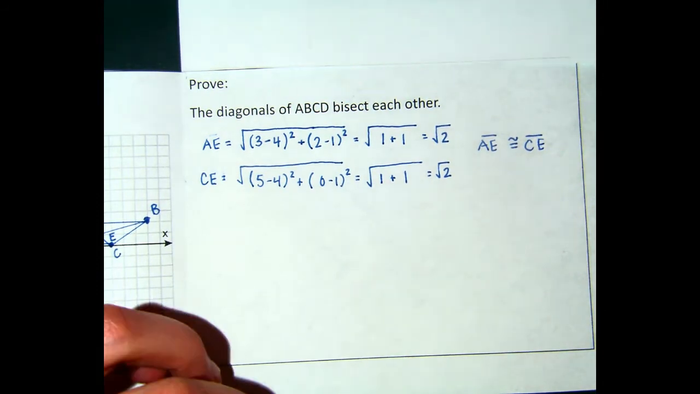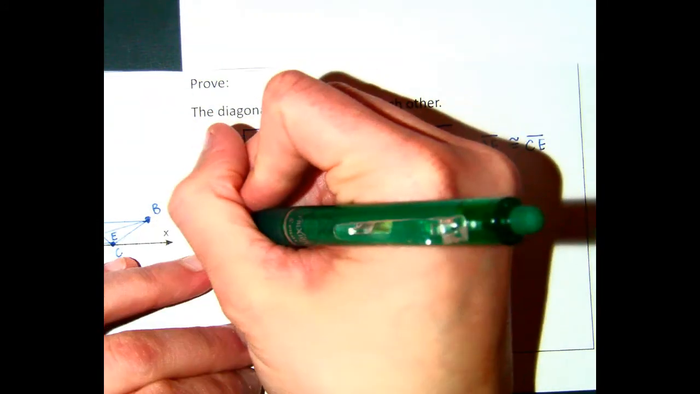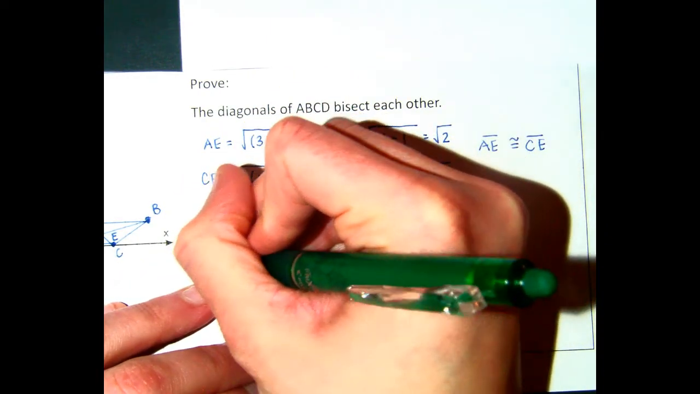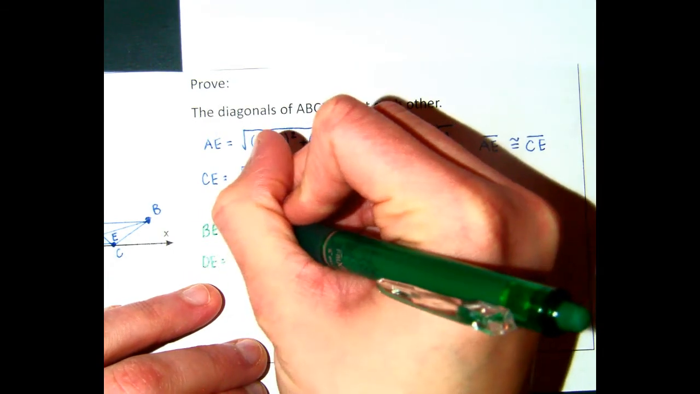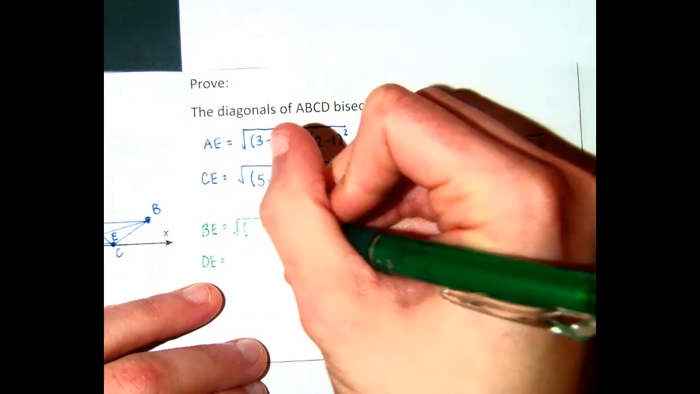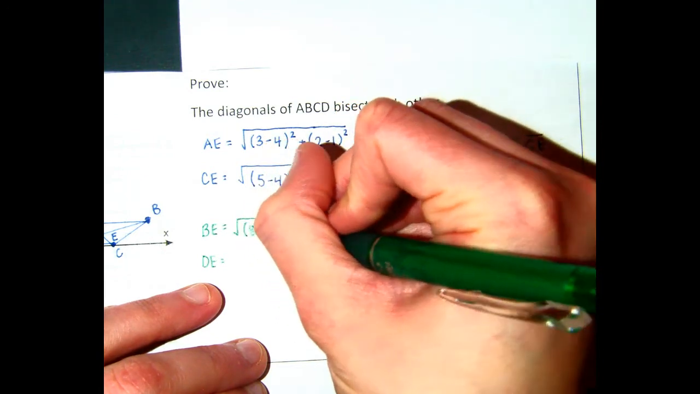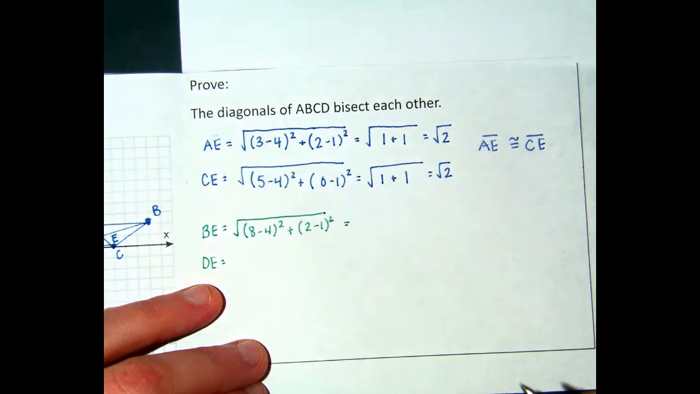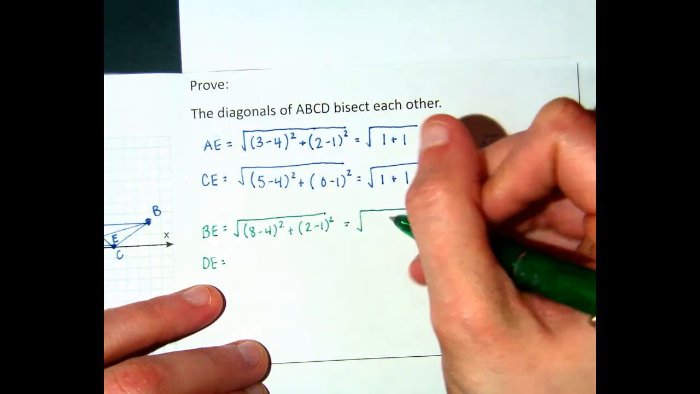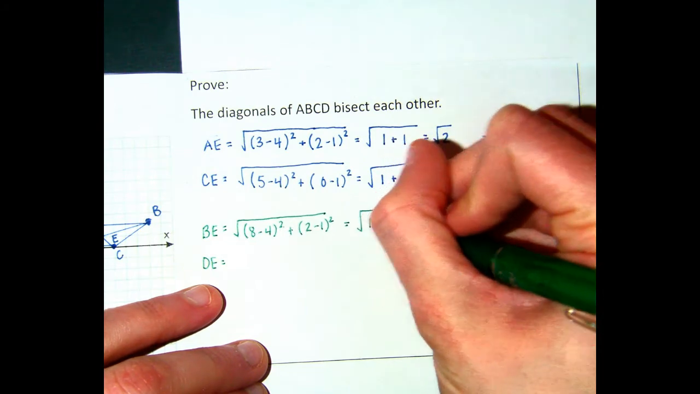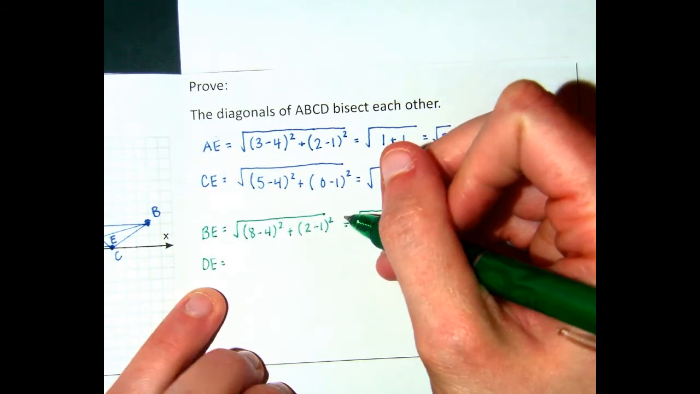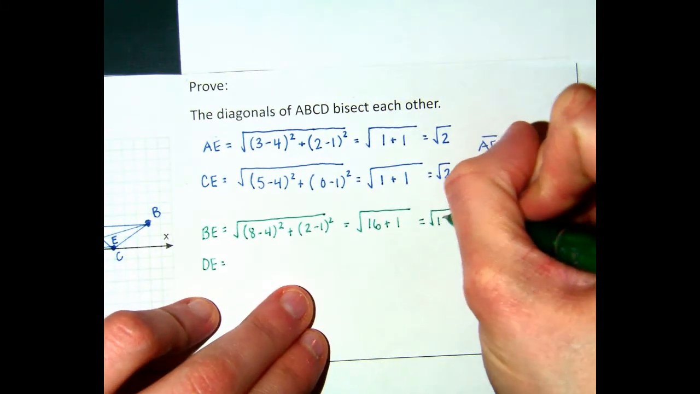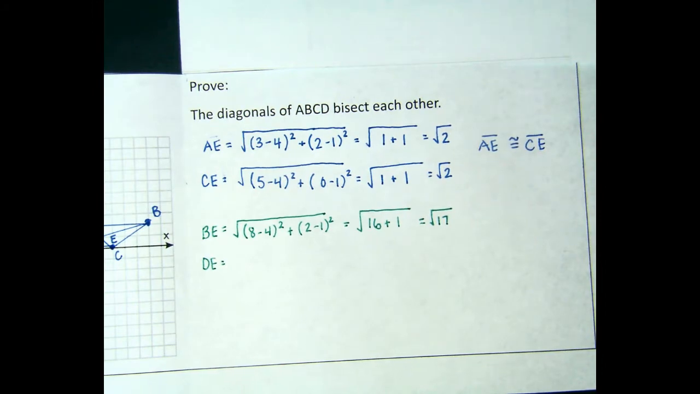Now let's look at the other two, because it only bisects each other if the other two are also congruent. So BE and DE. BE, we have 8 minus 4 squared plus 2 minus 1 squared. Okay, if we want to simplify that, 8 minus 4 is 4. 4 squared is 16. Plus 2 minus 1 is 1, and 1 squared is 1. So BE squared is 17, and we're hoping that DE is the same.